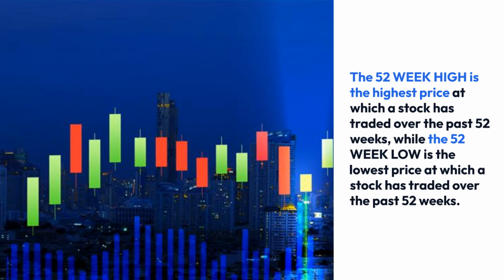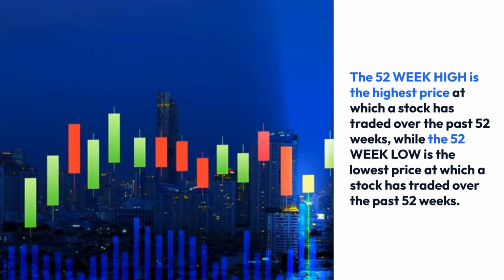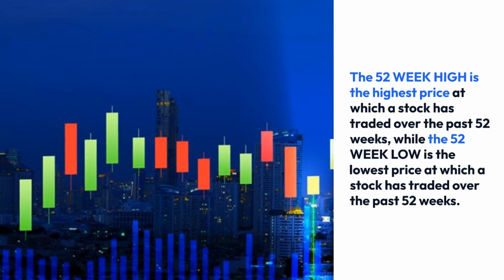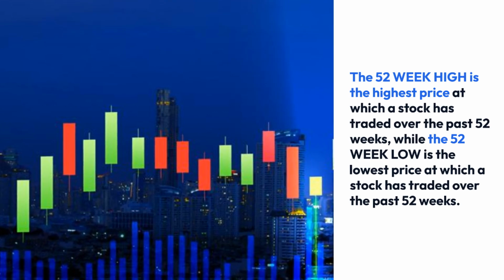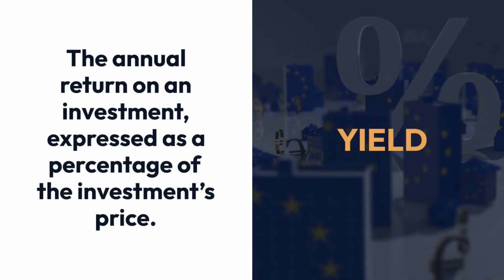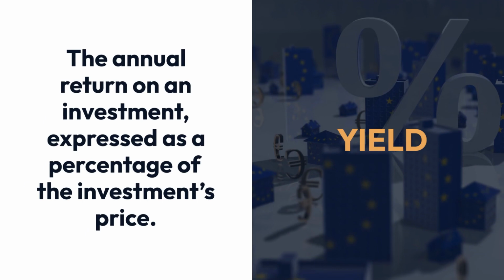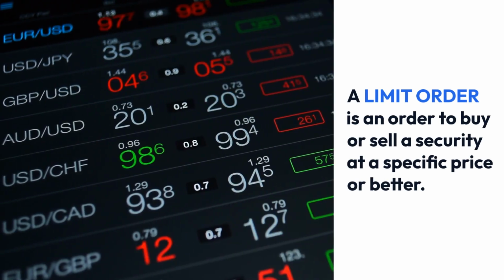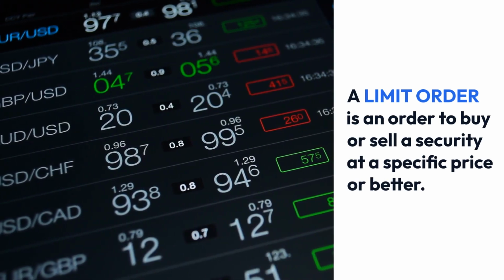The 52-week high is the highest price at which a stock has traded over the past 52 weeks, while the 52-week low is the lowest price at which a stock has traded over the past 52 weeks. Yield: the annual return on an investment, expressed as a percentage of the investment's price. Market order is an order to buy or sell a security at the best available price. A limit order is an order to buy or sell a security at a specific price or better.